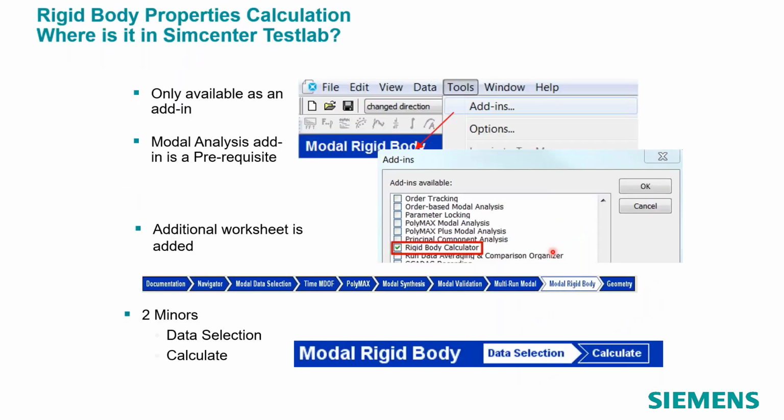So we have to go to add-ins and we have to turn on the rigid body calculator, and it'll warn you it needs a prereq of modal analysis. So we use part of the modal analysis capability with this tool. So we need the modal analysis add-in as well as the rigid body calculator add-in. We're going to need both. We're going to use modal data selection to pick and choose the FRFs we're going to use. And then the rest of the work will be done on the modal rigid body calculator worksheet. And that has two minor worksheets, a data selection worksheet and a calculate worksheet.